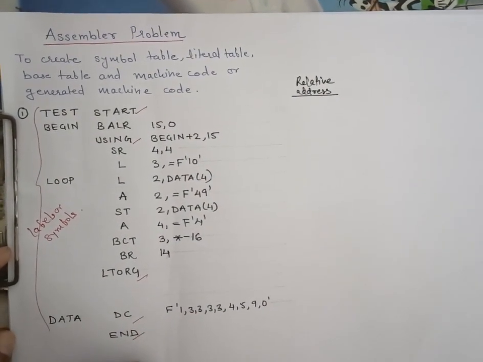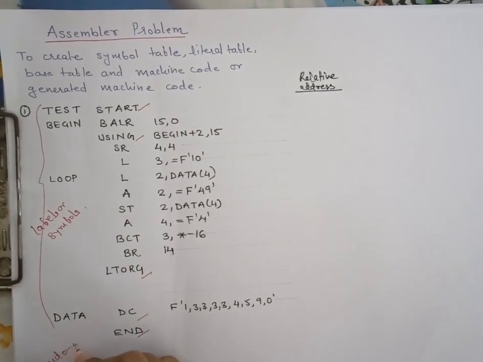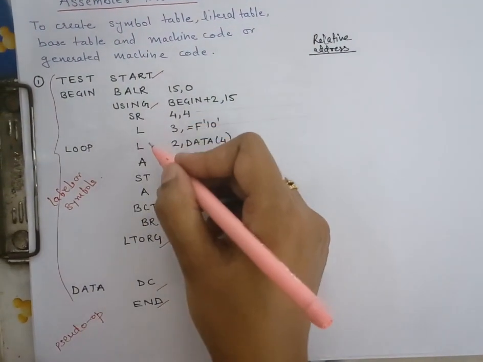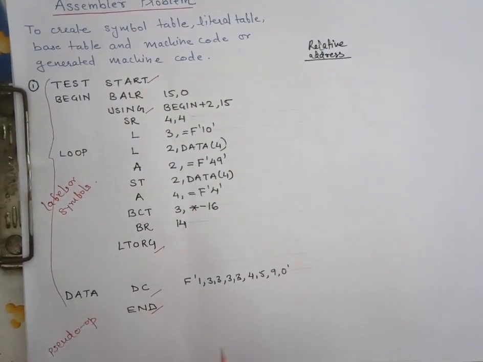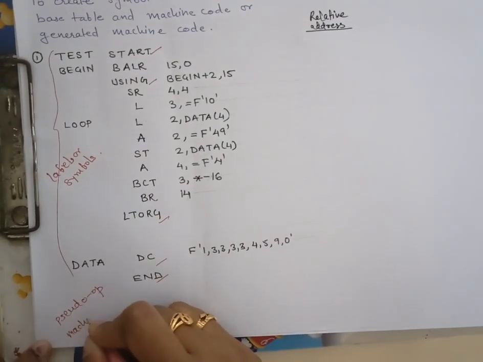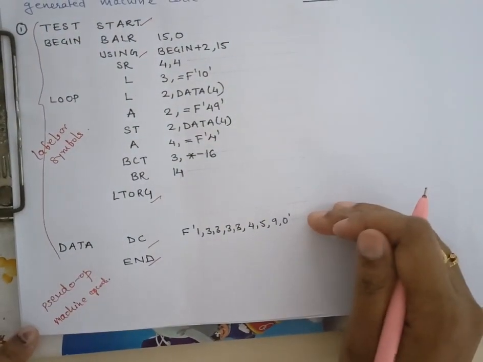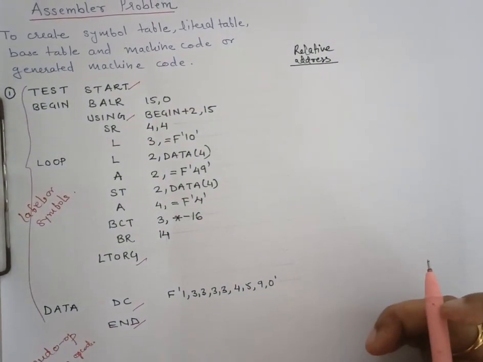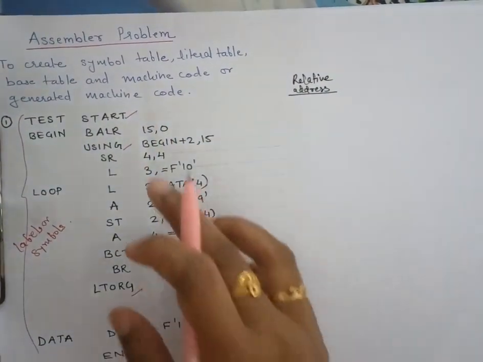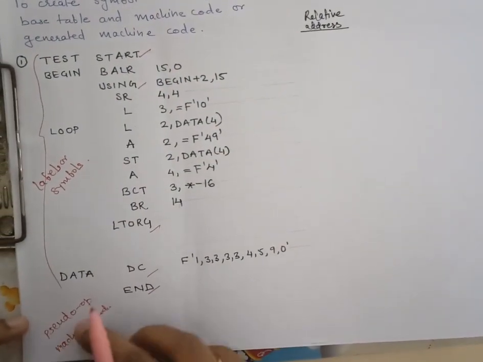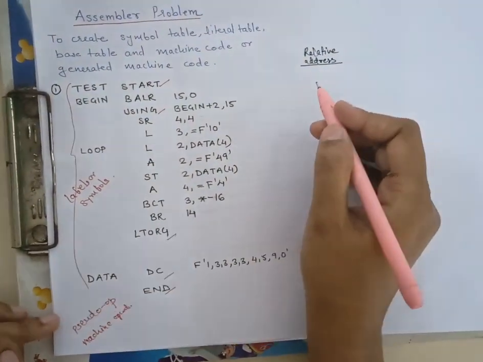Here we are having START, USING, LTORG and DC. These are called pseudo ops, and the remaining SR, LA, ST are all machine opcodes. First we are going to start with the relative address. Always remember that START comes under the pseudo op, and it doesn't contain a relative address.